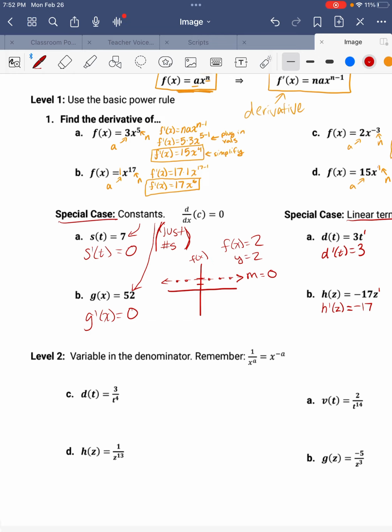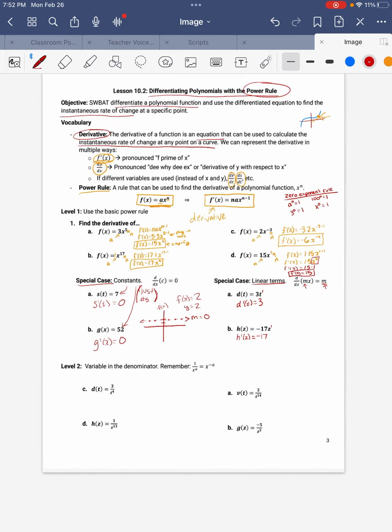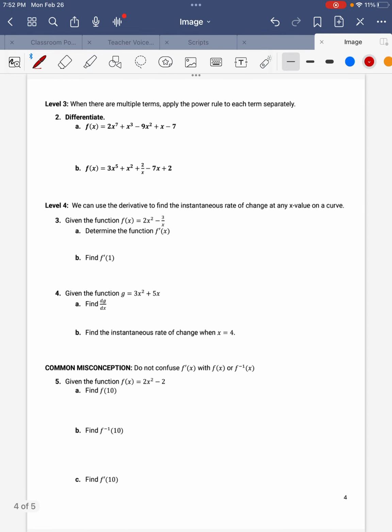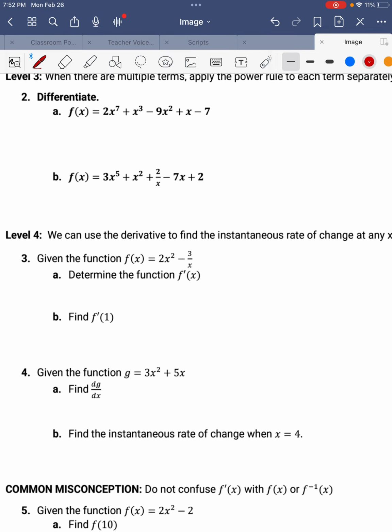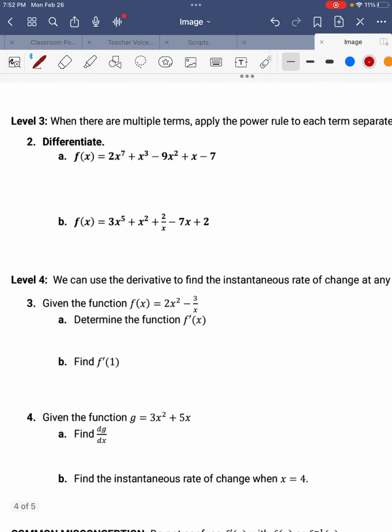And level 2, we are going to skip level 2. Don't worry about that for now. We're going to go right on to level 3 when we have multiple terms.